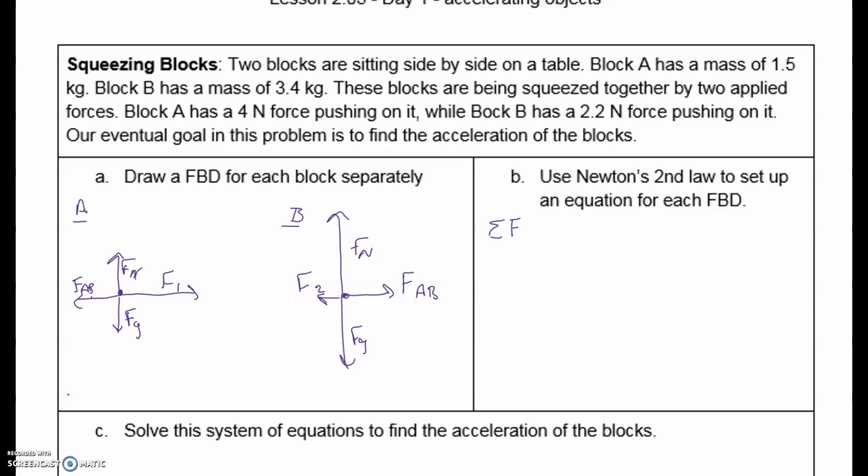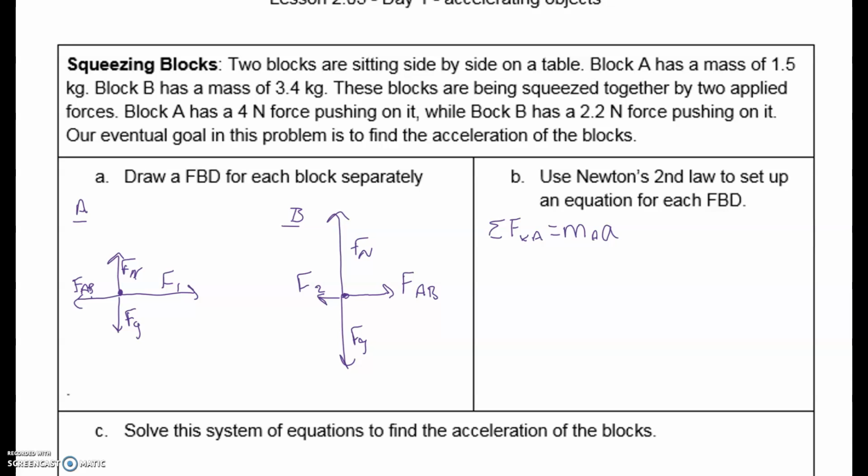So here we have the sum of the forces. Again, the Greek letter sigma representing the sum of the forces in the x direction for object A is equal to mass times acceleration. Now carefully, we have to say this is the mass of block A times acceleration, so I'm using a subscript of A to represent that. Now I didn't set up a coordinate system. Let's do that. I implicitly applied a coordinate system here.